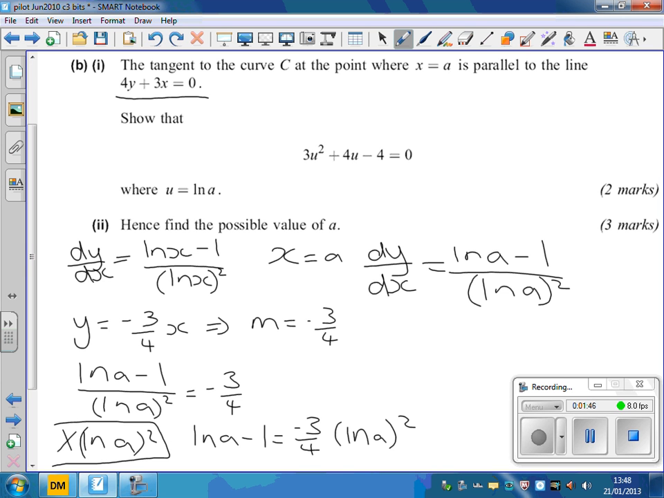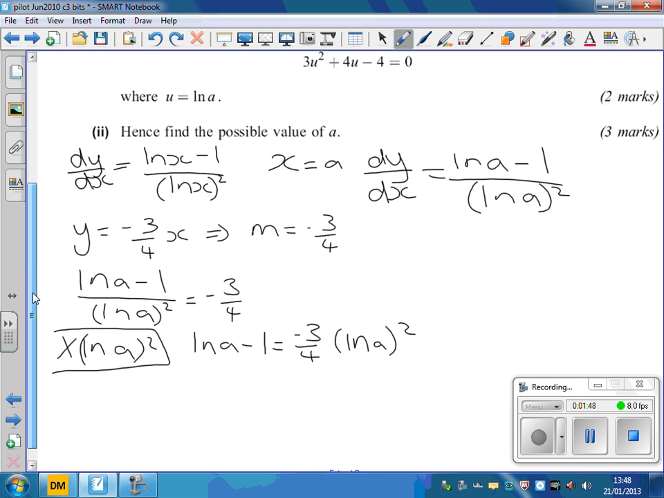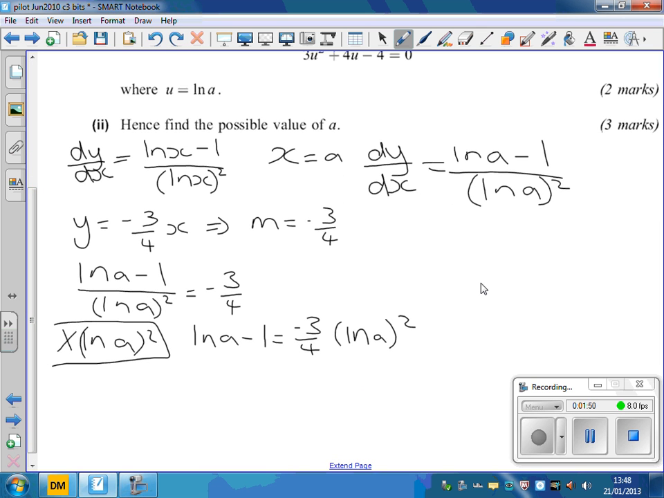And then the next thing to do is to multiply both sides by 4 to get rid of the 4 from the bottom of the right hand side. So I've now got 4 ln a minus 4 equals minus 3 (ln a) all squared.